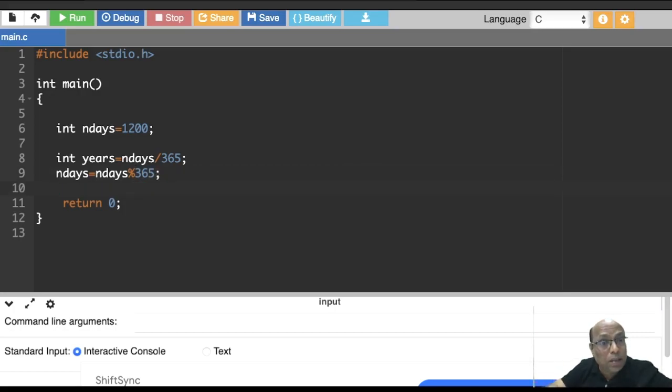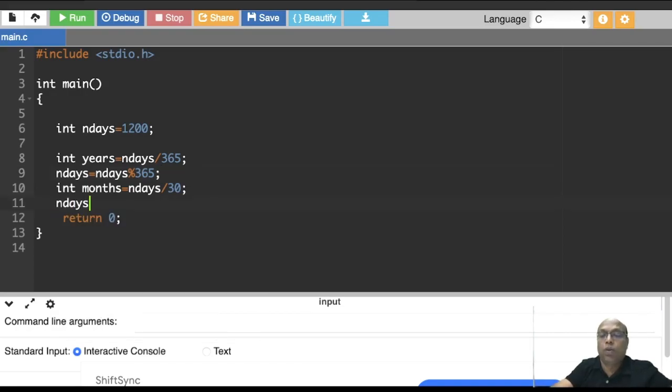Therefore, in this place, my n days become 105. Remember that. Now, I am going to make a new variable called month. So, what I need to do? N days divided by 30. How much did I get? In this case I got 3, because 105 divided by 30 is 3.